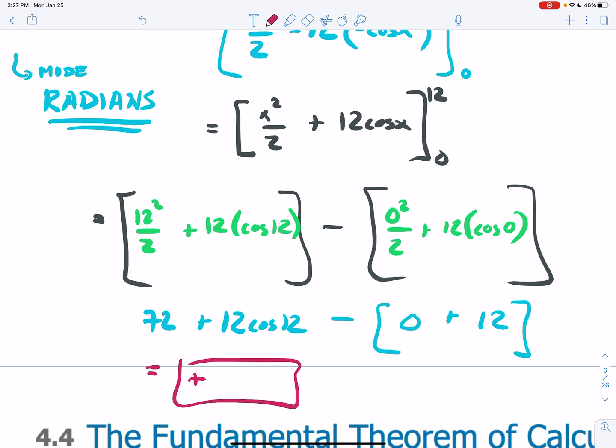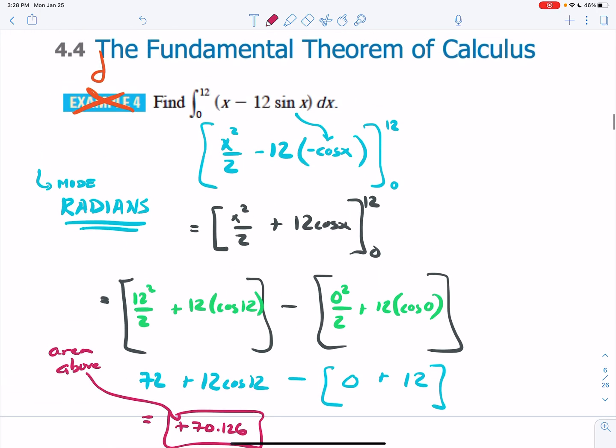So if you did it right and you rounded correctly, this should be a positive 70.126. Okay, you always round to 3 decimal places. That just means that there's more area above the x-axis because it's positive above the x-axis. Okay? There you go. All right, if none of this is making sense to you guys, please do reach out to me before you move forward, okay?